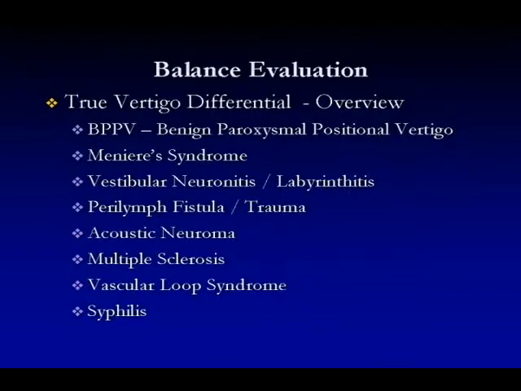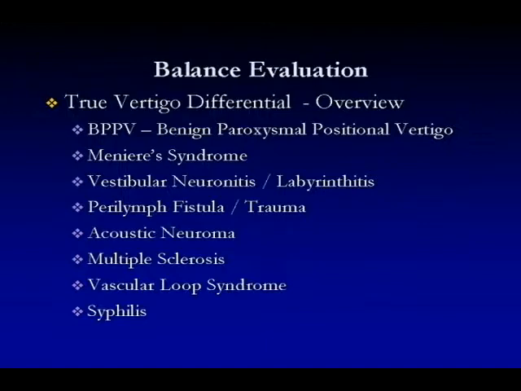The true vertigo differential, as an overview, are the things that we primarily see, and this is the order in which we see them in frequency in our office. Benign paroxysmal vertigo is the most common. Meniere's syndrome second. Neuronitis and labyrinthitis we separate out. They can both be caused by viruses or decrease in blood flow. It's just that when you have a vestibular neuronitis, you do not have a hearing loss. When you have a true labyrinthitis, you have both a hearing loss as well as a balance dysfunction.